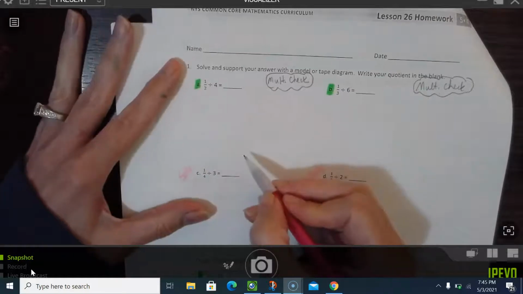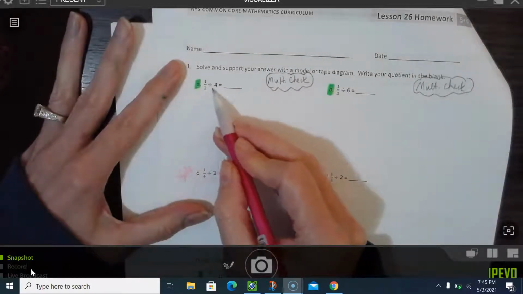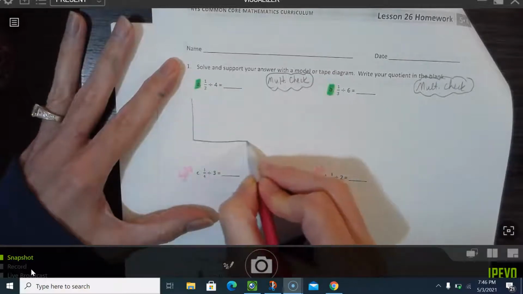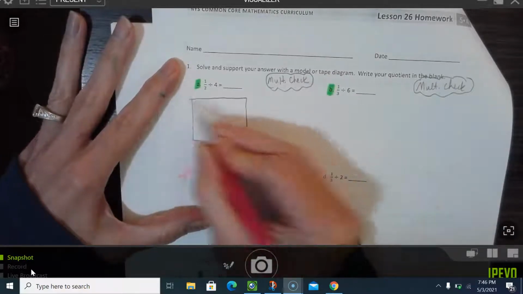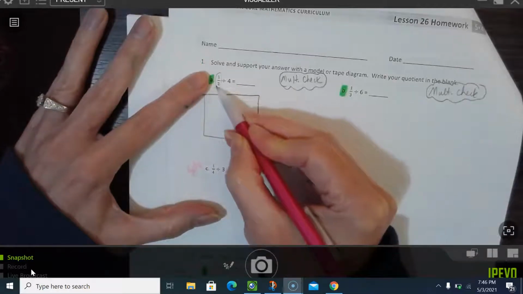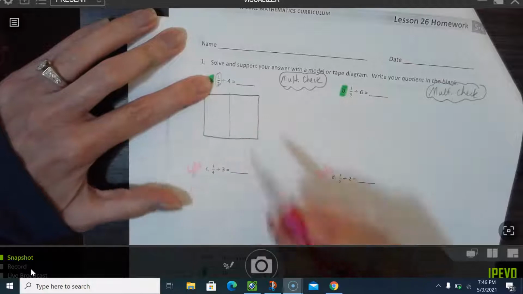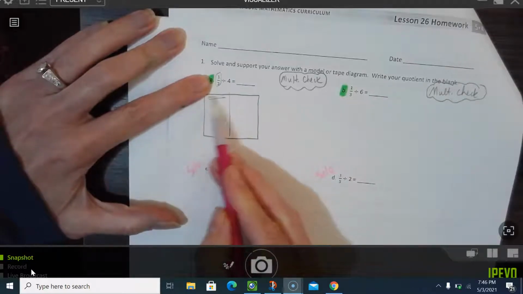All right, starting with number 1, we have 1/2 divided by 4. We're going to go ahead and set up our area model first. And it's telling me that I need to split in half. So I'm going to divide it, and then I'm going to shade 1 out of 2 partitions.